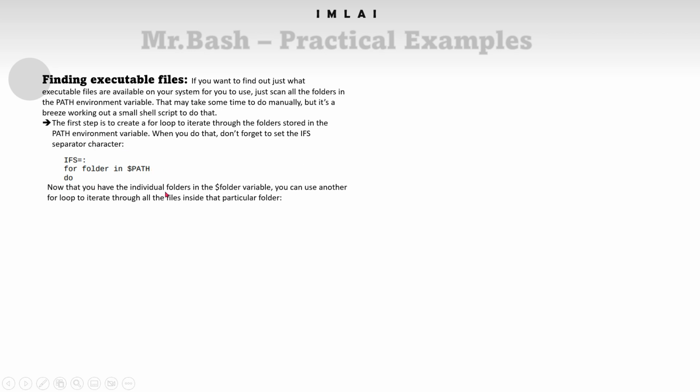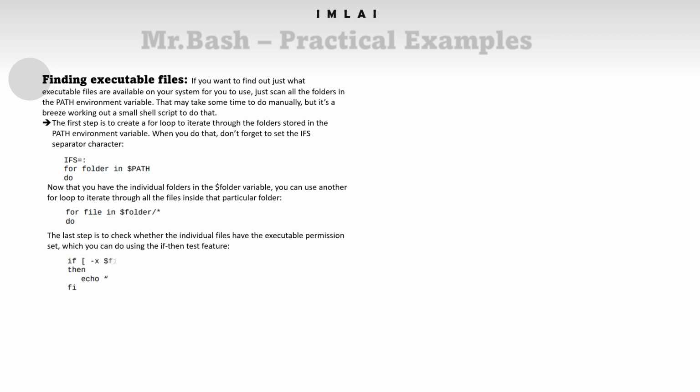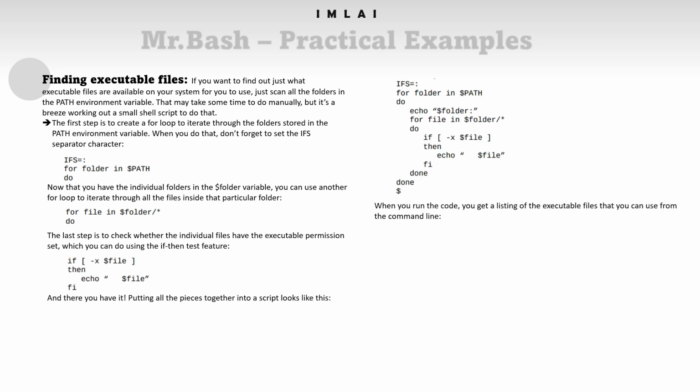Now that you have individual folders in the folder variable, you can use another for loop to iterate through the files inside that particular folder. After that you can add an if-then, and finally you separate all those based on the colon. When you run the code, we'll see it.